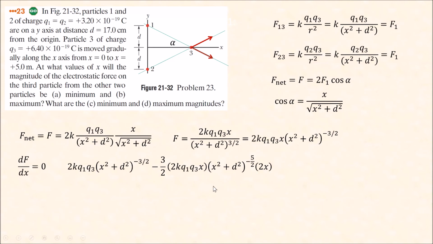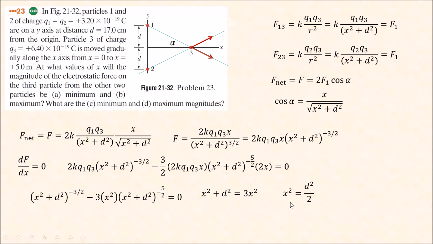So this is the derivative of the whole thing, and we set that equal to 0. As you see, 2k q1 q3 can be canceled, and this 2 cancels this 2. Then if you multiply by (x squared plus d squared) to the power 5 half, this becomes x squared plus d squared. This goes away, and you can move it over, it becomes 3x squared. So x squared plus d squared equals 3x squared. Then you can solve for x. You bring this over, you get 2x squared equal to d squared. So x squared becomes d squared over 2, or x becomes d over square root of 2.